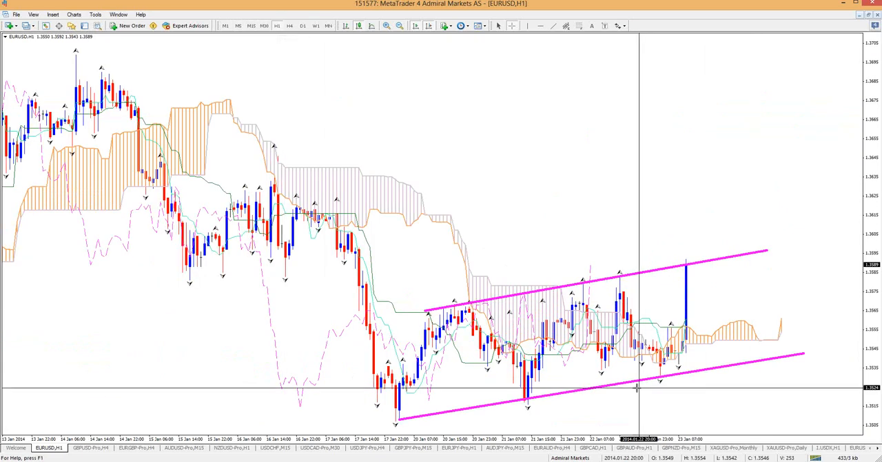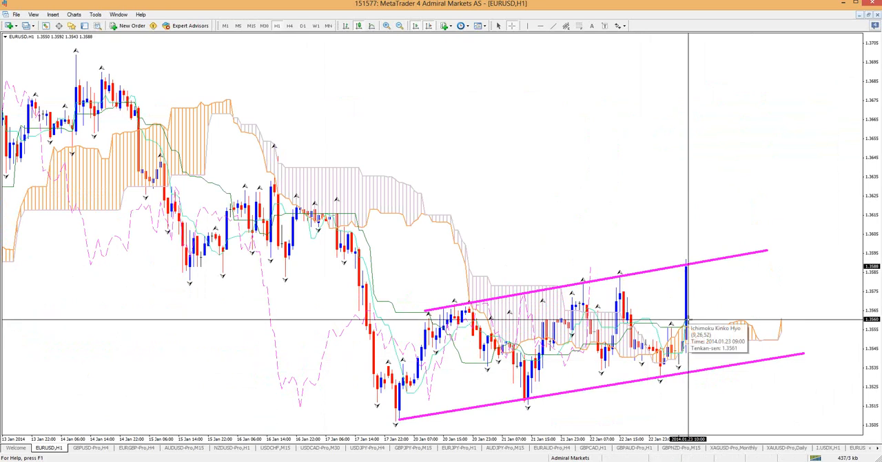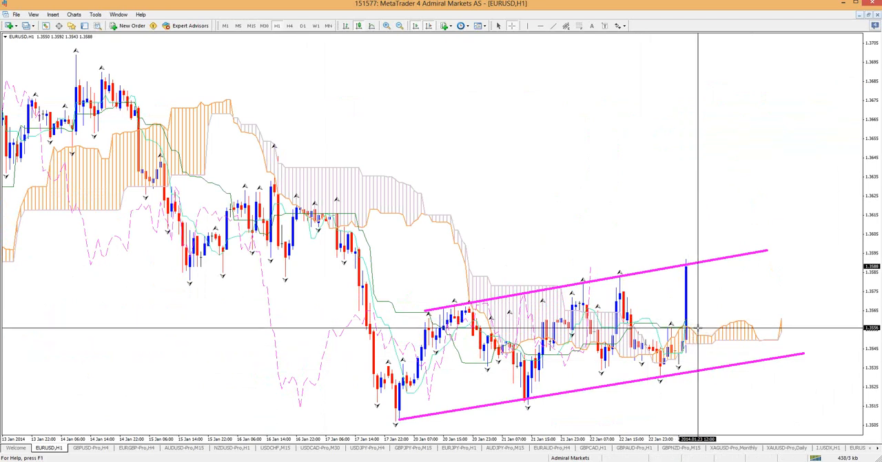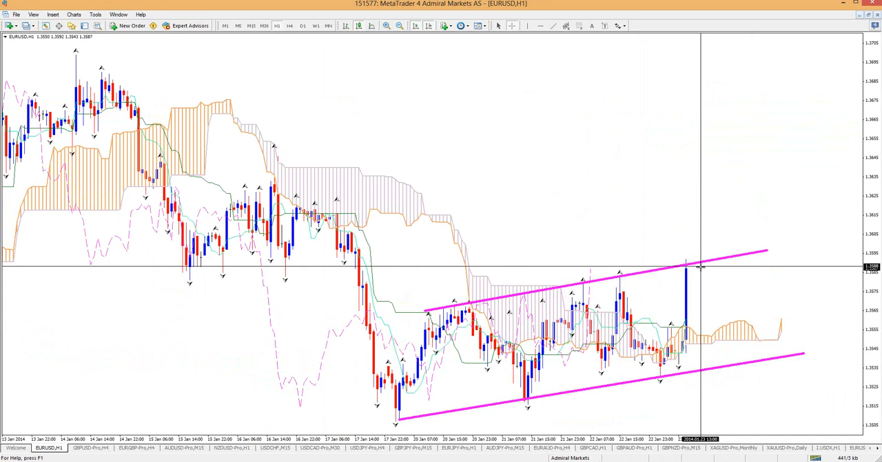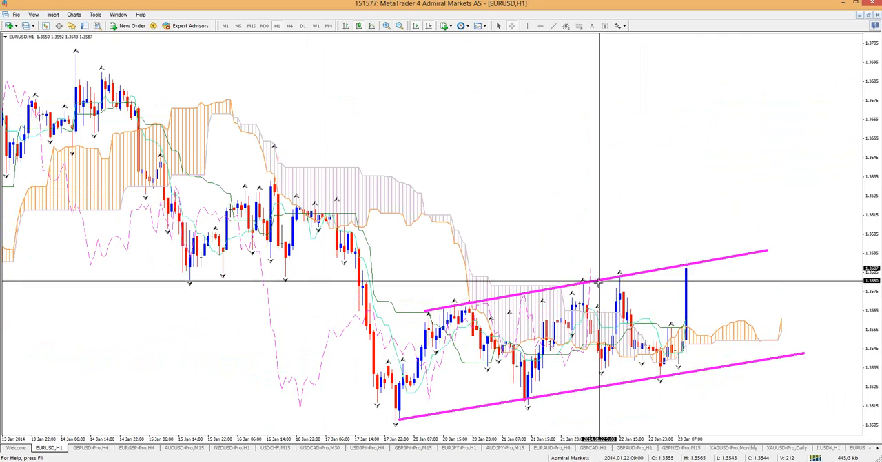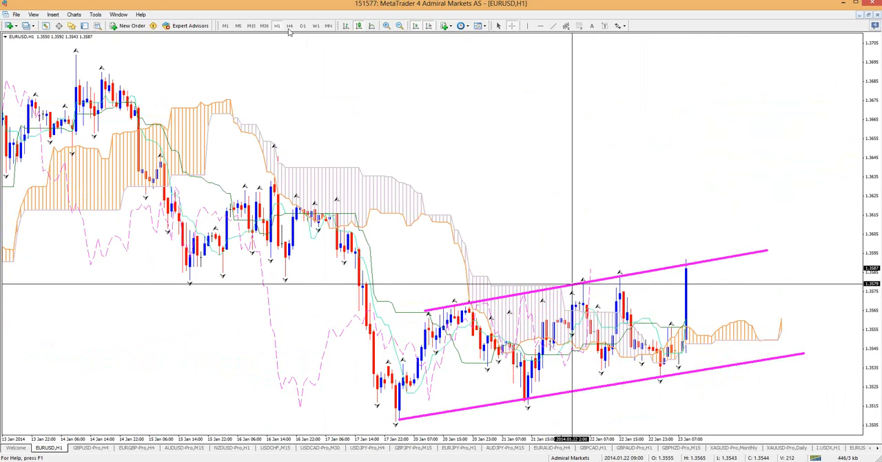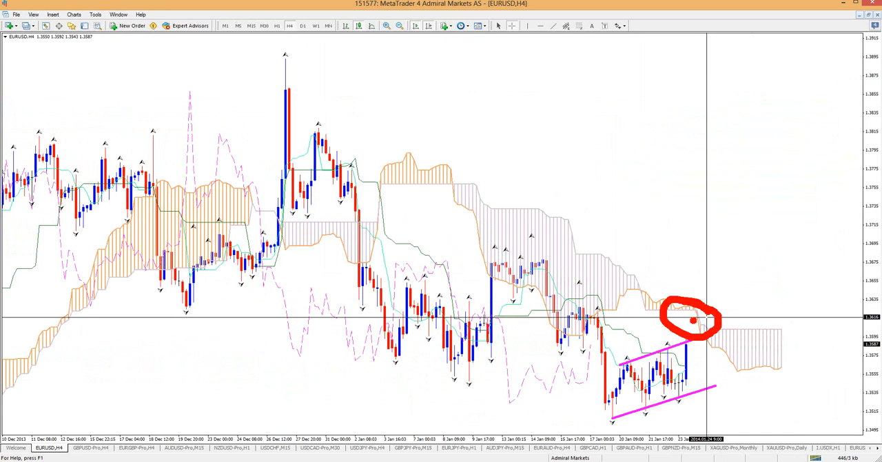Let's take a look at the hourly again. Tenkan is above Ichimoku, and we're getting a breakout of the cloud. And we see this one above as well. Let's take a look at the 4 hour. 4 hours still below the cloud. Quite a thin cloud here.